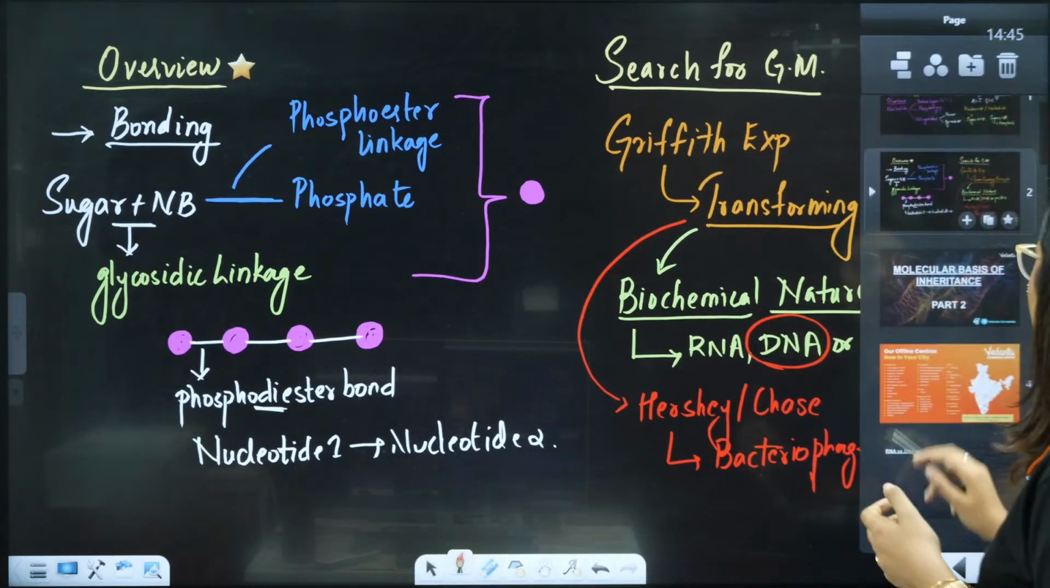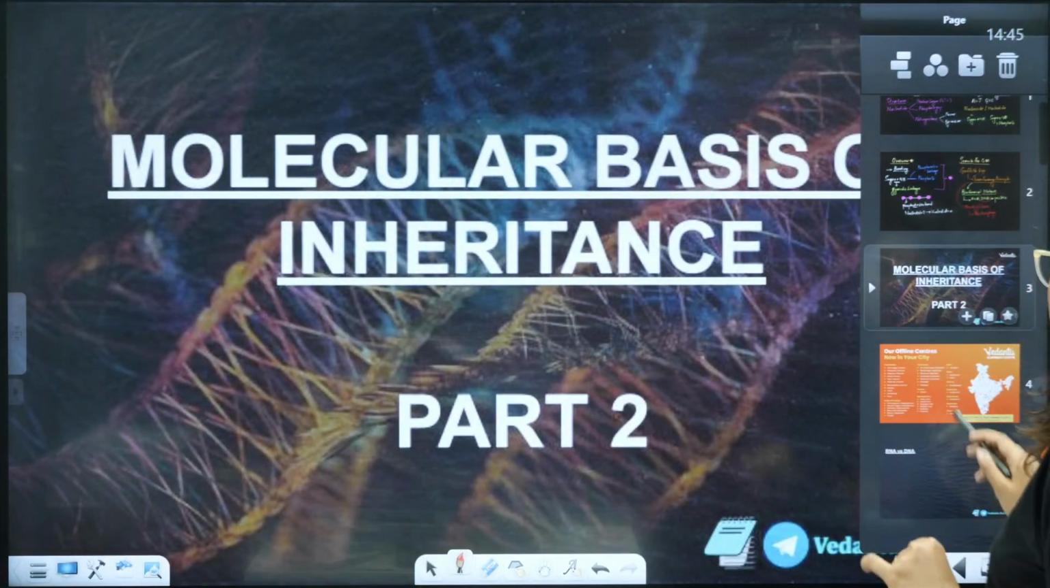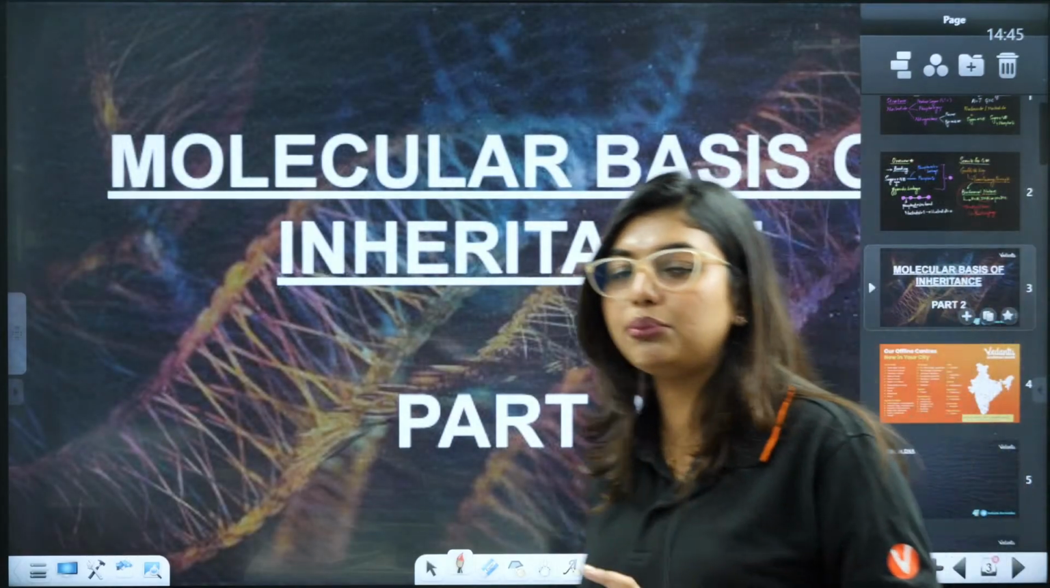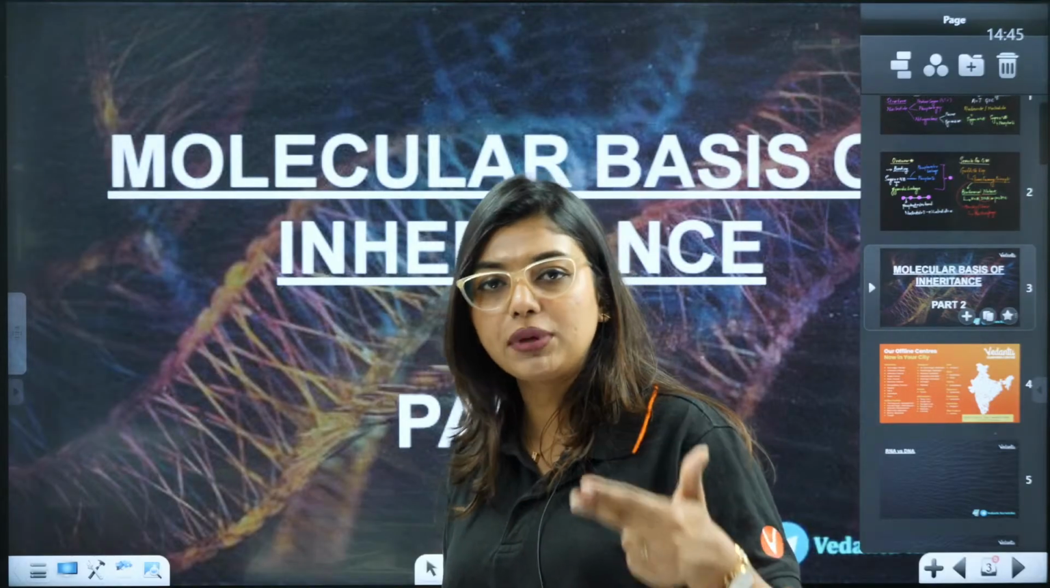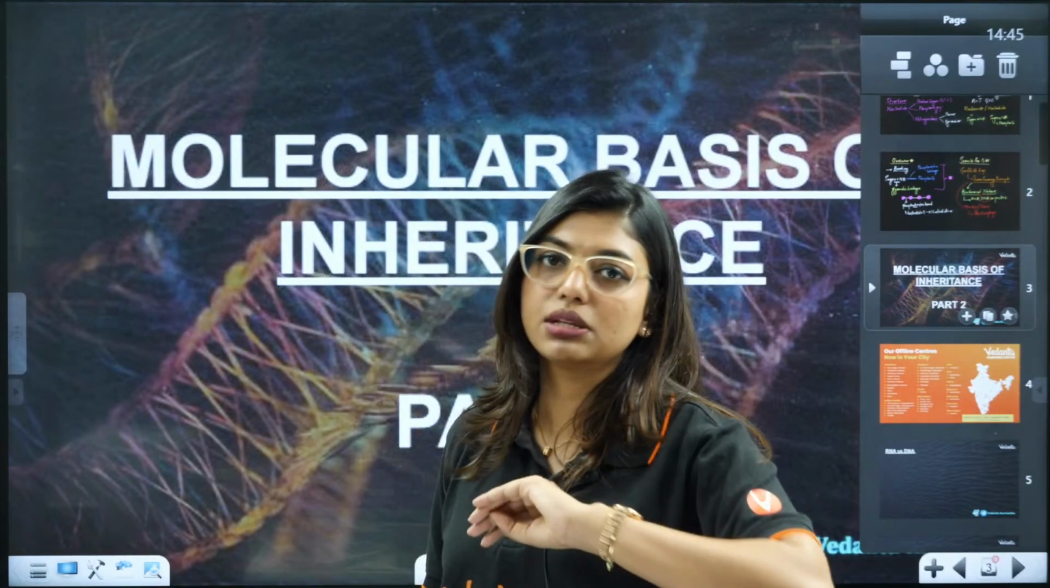Now let's start the class. Molecular basis of inheritance part 2. Students, this chapter is very important for NEET, KCET, for PUC. At every level, this is the most important chapter.